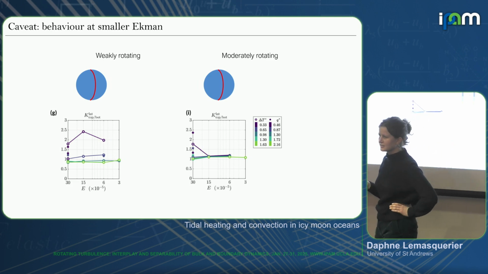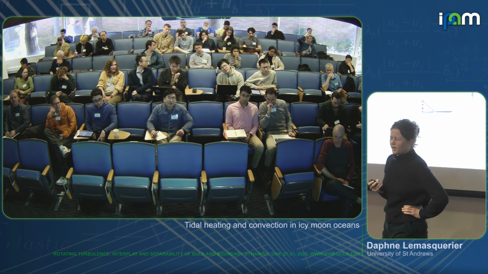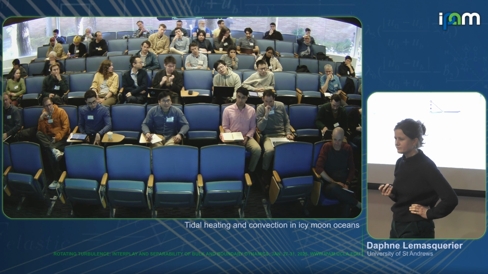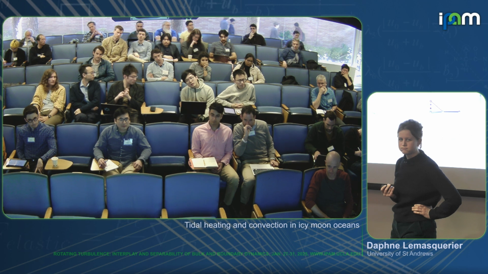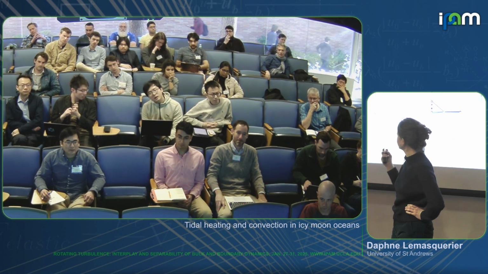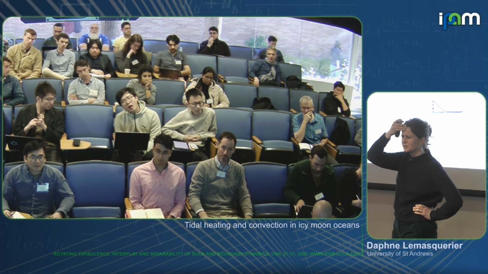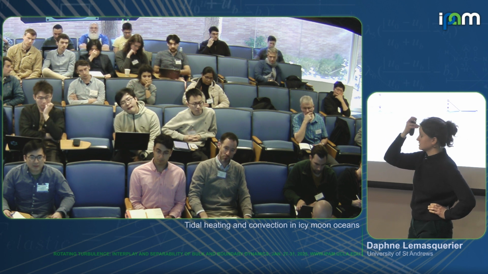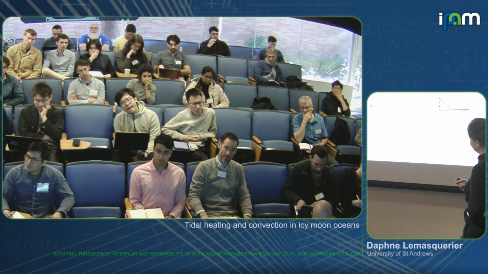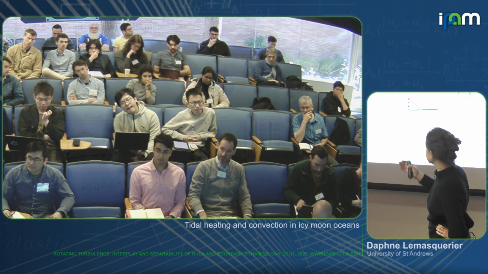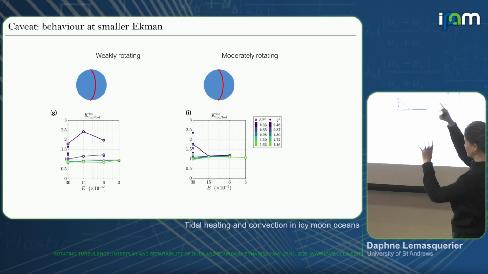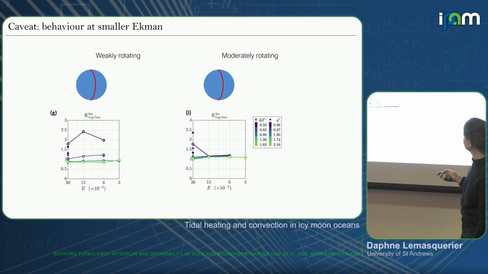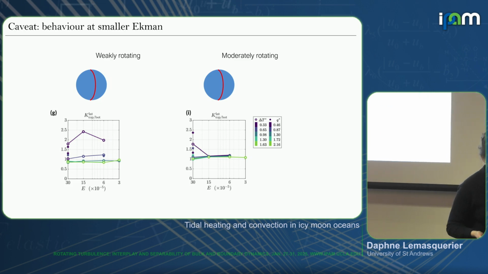The Ekman number is based on the thickness of the ocean? Yes, I think so. What is the value for the planet? For the planet, I need to look at the regime diagram: 10 to the minus 11, minus 12. So we are very far. But it seems like the behavior in latitude is robust, at least for this small range of Ekman numbers.